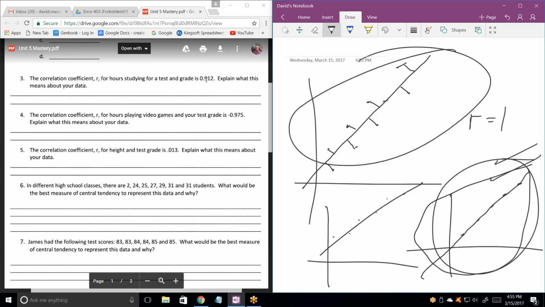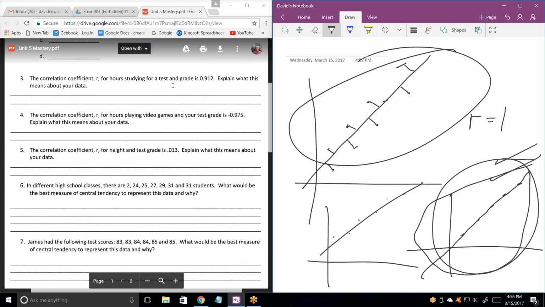Number 4. In other words, number 3, explain what this means. It means that the more hours you study, the better your grade is. In other words, that's a good correlation coefficient. That's about as good as you can ever expect to get. And what it means is that if you were to approximate a linear regression line, that line would suggest that the more hours you study, the better your grade is. Okay, that's what it means for number 3.